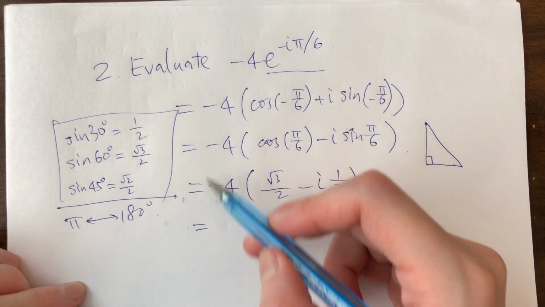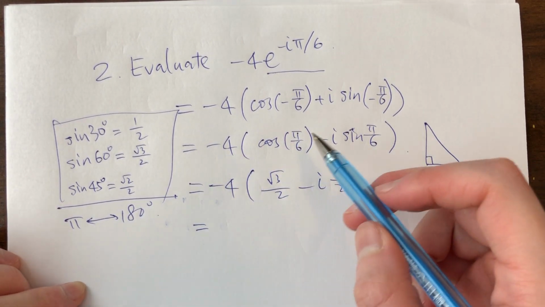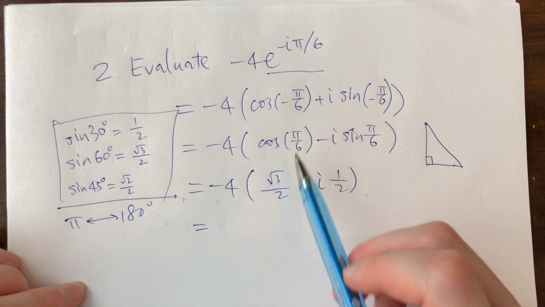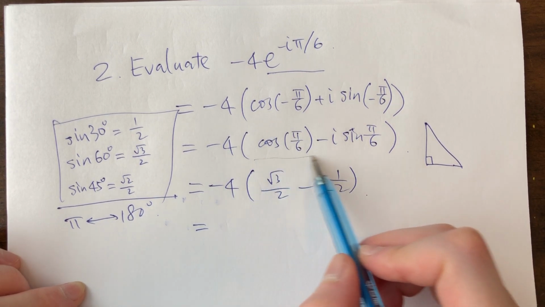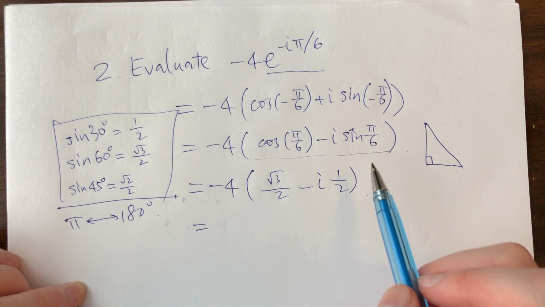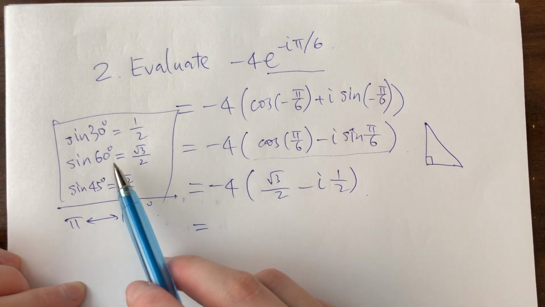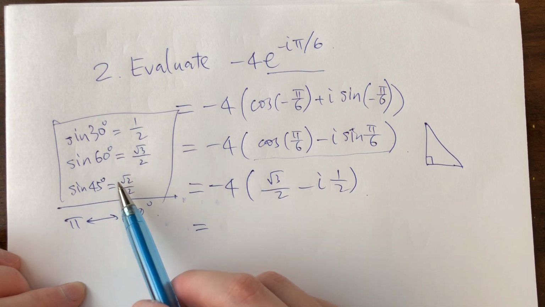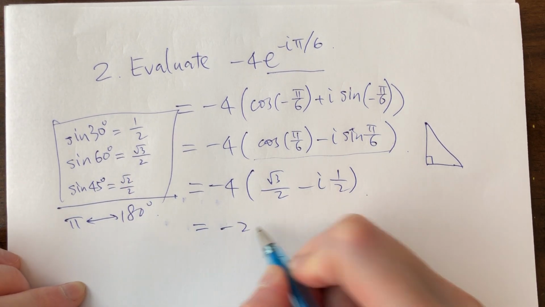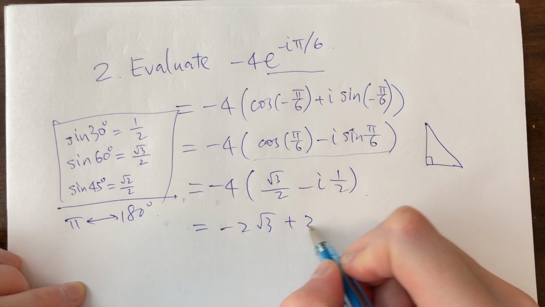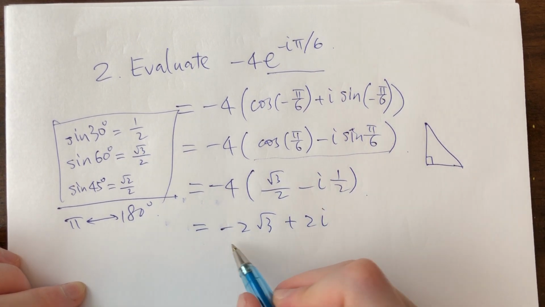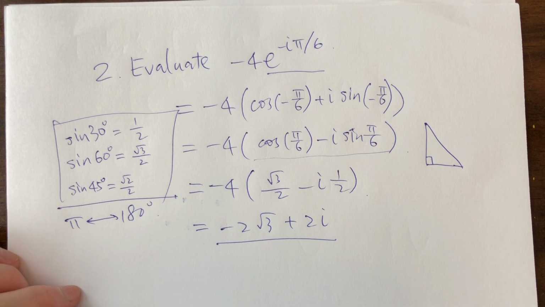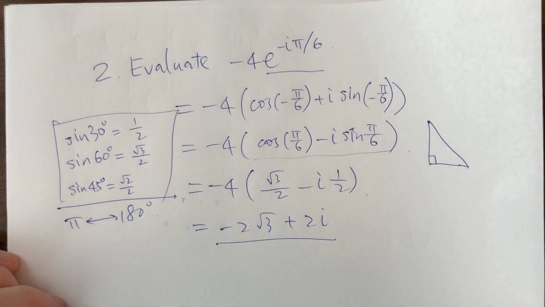I know it's probably going through a lot more than necessary, and most of you can definitely do this, but if you're interested in how to reduce the amount of things you memorize, you can do this. So then this is negative 2 square root of 3 plus 2i. And that's the usual form we're used to seeing. Okay, so let's do one more.